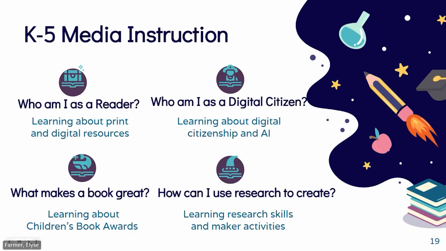Second quarter, our big idea is, who am I as a digital citizen? And students are learning about digital citizenship. Along with that, this year, there is beginning instruction about artificial intelligence. And third quarter, the big idea is, what makes a book great? Our students learn about a different children's book award at each grade level. And they start to pay attention to author craft and what makes particular authors and book titles engaging.